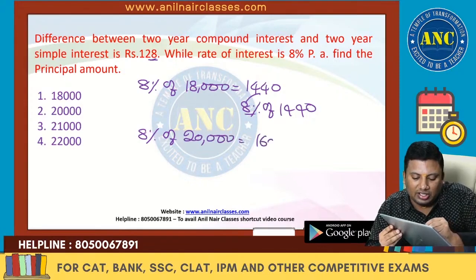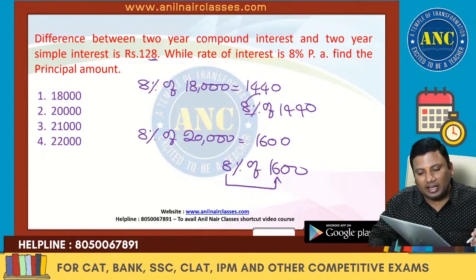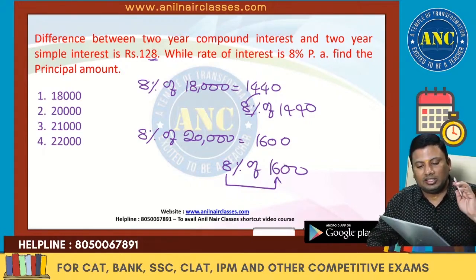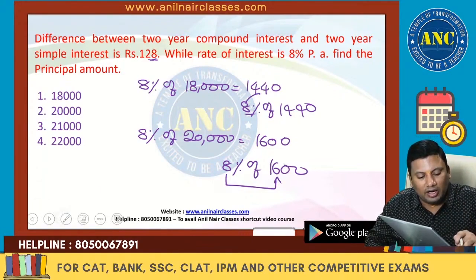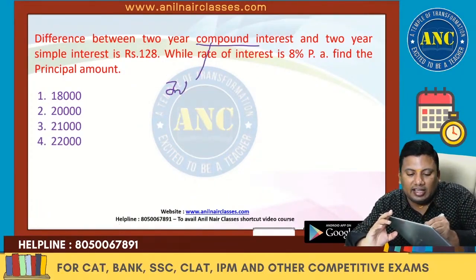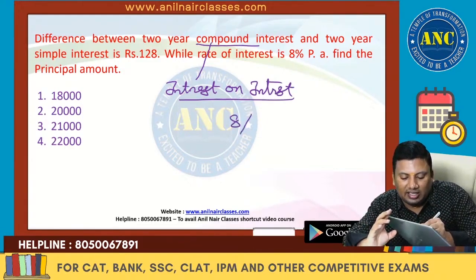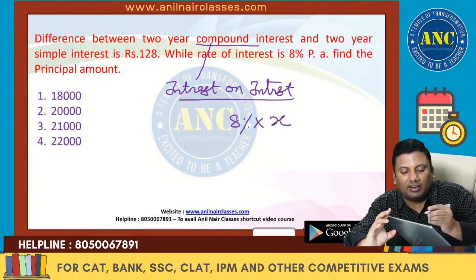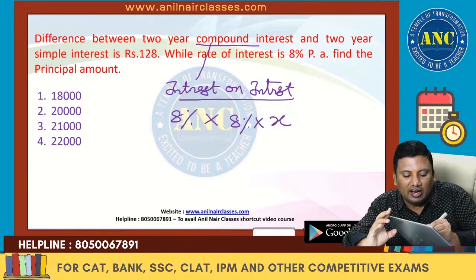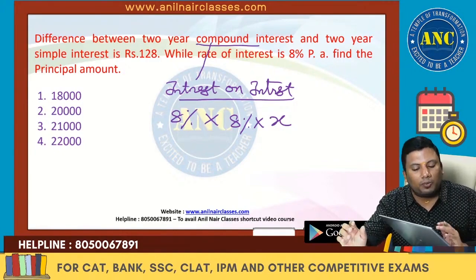Suppose if I pick 8 percentage of 20,000, this is nothing but 1600. Again 8 percentage of 1600, 8 sixes are 48. Now we will come to the single step. I hope it is clear. So what am I doing is, in case of CI, because it is interest on interest. First the interest is 8 percentage of x. Again on this interest, it is 8 percentage of x. I hope it is clear, right?